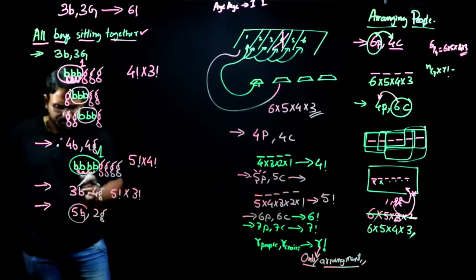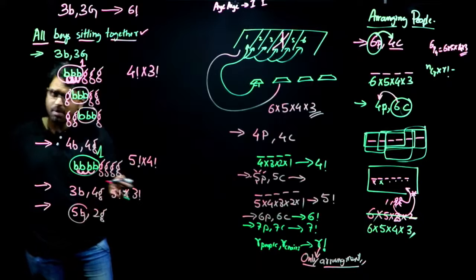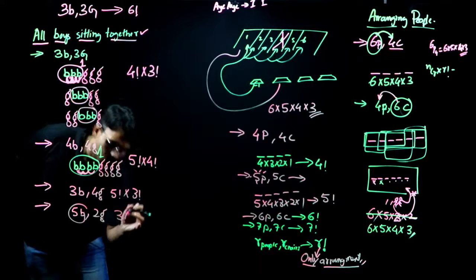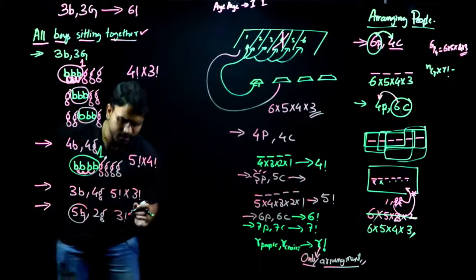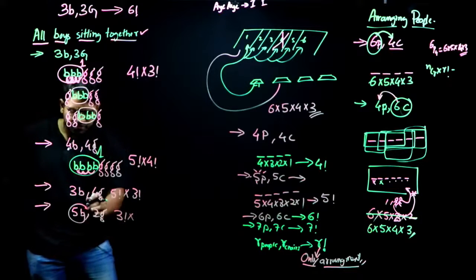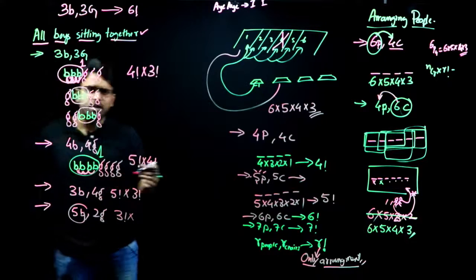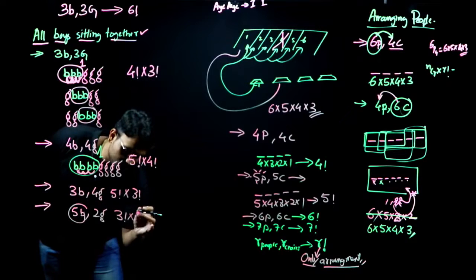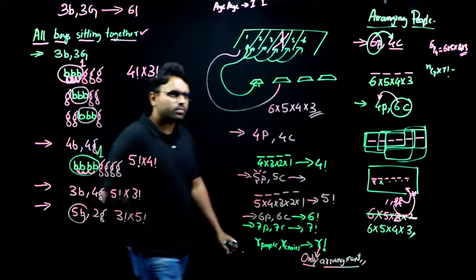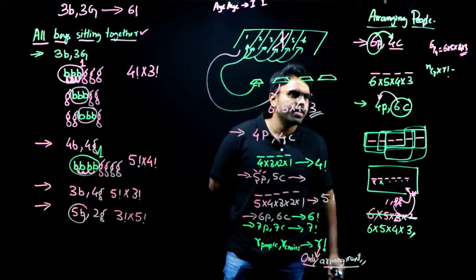There are 2 girls, so 2 and 1, 3 units. 3 people can be arranged in how many different ways? 3 factorial ways. Now, these 5 boys can rearrange among themselves in how many different ways? 5 factorial ways. Everyone? Shrikant, able to follow?